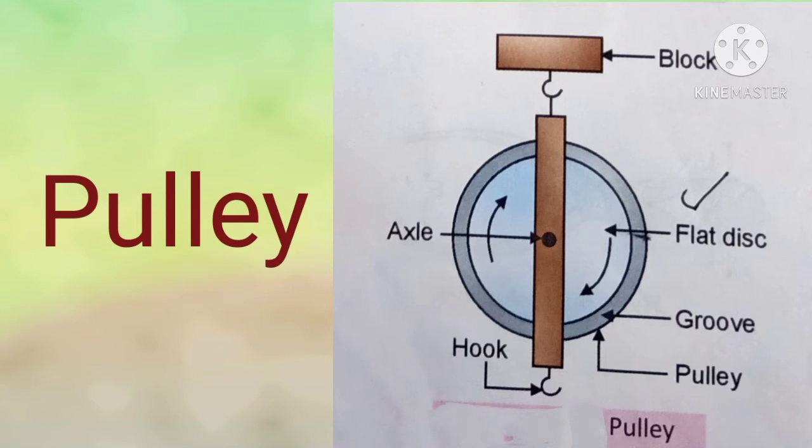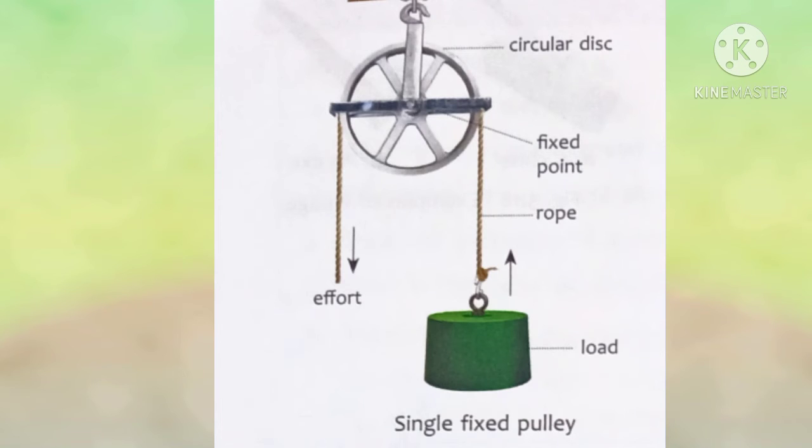Now we discuss the pulley. A pulley is a flat circular disc having a groove in its edge and capable of rotating around a fixed point passing through its central axis, commonly called the axle. The axle is the fulcrum around which the pulley rotates. It is generally made of metals. Even wooden pulleys are used in villages.